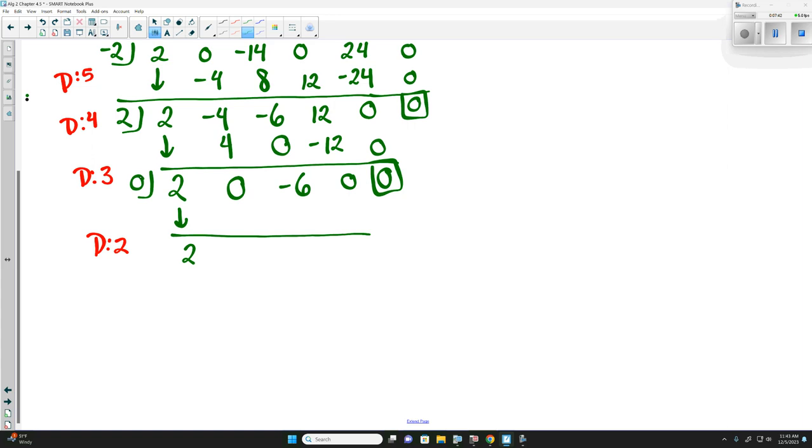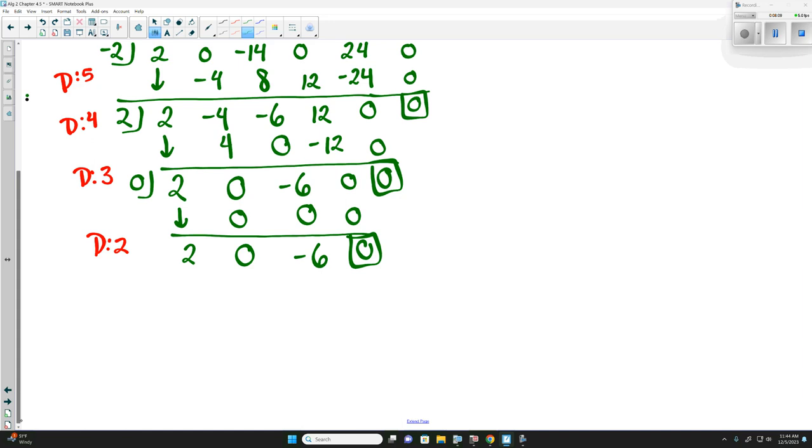0. 0 is actually sometimes the easiest one to use because 0 times 2 is 0 plus 0. 0 times 0. -6 plus 0. 0 times -6. 0. And 0 plus 0 is 0. So we now have it as a quadratic.